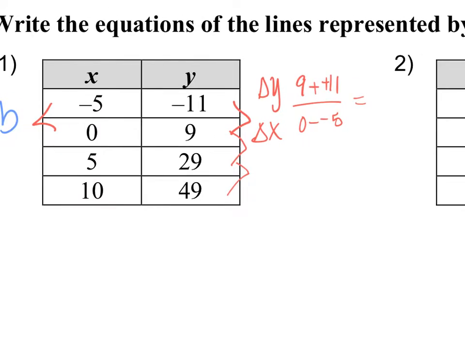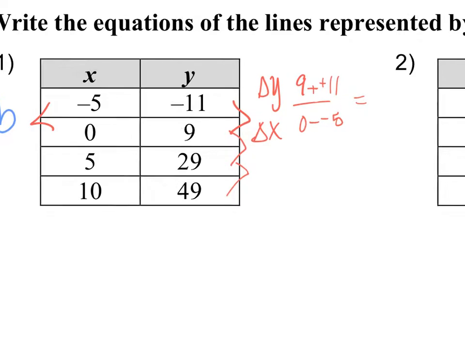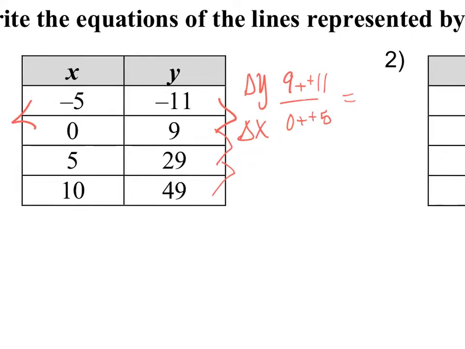I put 9 minus negative 11. What happens to minus negatives? They cancel each other out, so then you're adding them. Same thing down here. So 20 over 5.